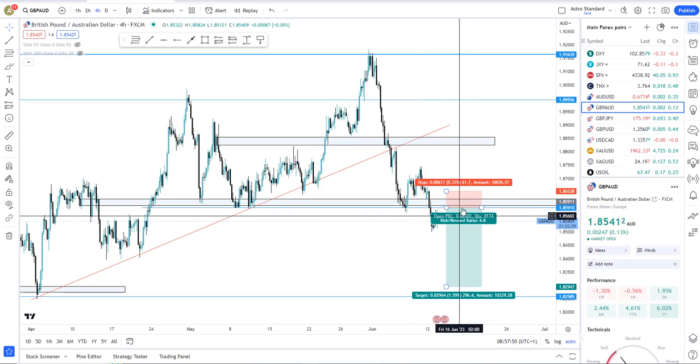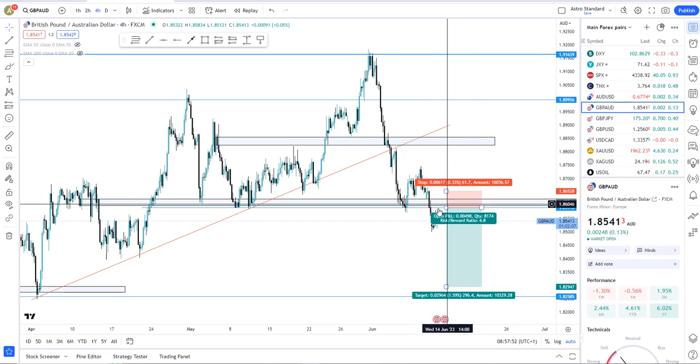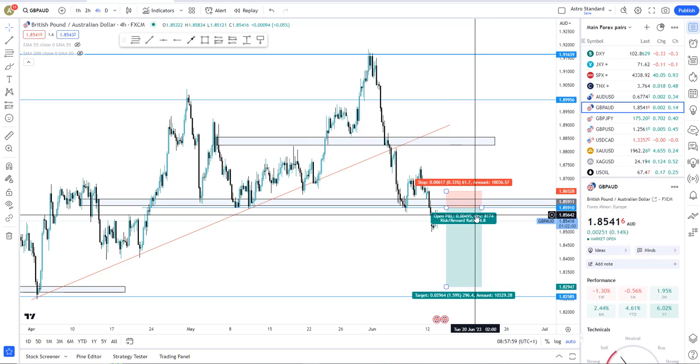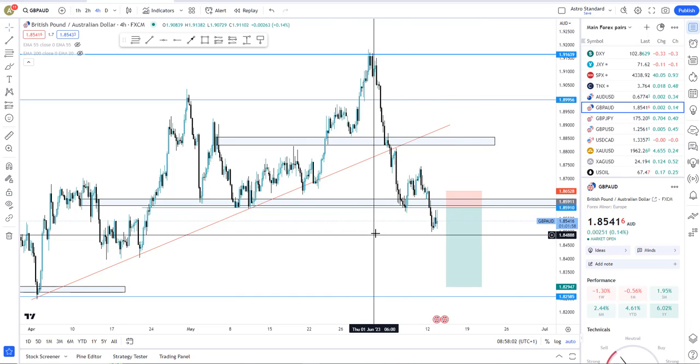Now I have the chance to take it if it comes anywhere around here. So this will be one to watch for later on when the news is out. If it comes anywhere around here, I'll be likely to take it. Very good risk reward on that one.